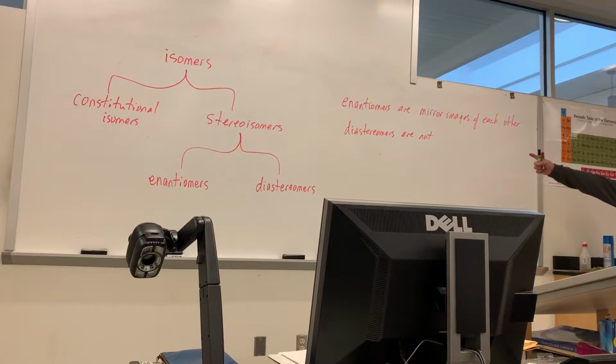Now I know what it says on the board right there, but if I ask you on a quiz or test, what are enantiomers, and you say they are molecules that are mirror images of each other, that will be wrong. I didn't get to this statement until I got down there. They are different molecules that are mirror images of each other.